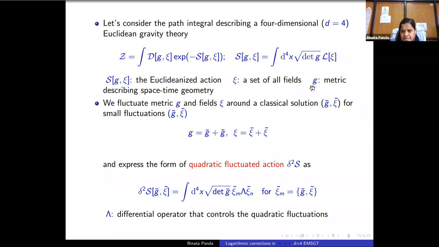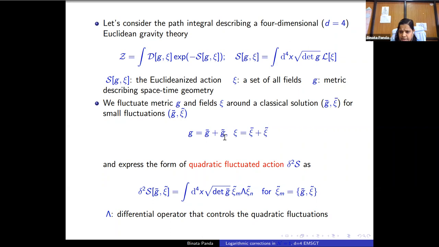So G will be the metric describing the space-time geometry. And as I said, we are interested in the quantum correction. So we fluctuate the metric around any classical solution, the classical background that will be a solution to the Einstein-Maxwell equations. So the Einstein equations will be G bar and Xi bar. So these are the background. And then we fluctuate around the background, right?